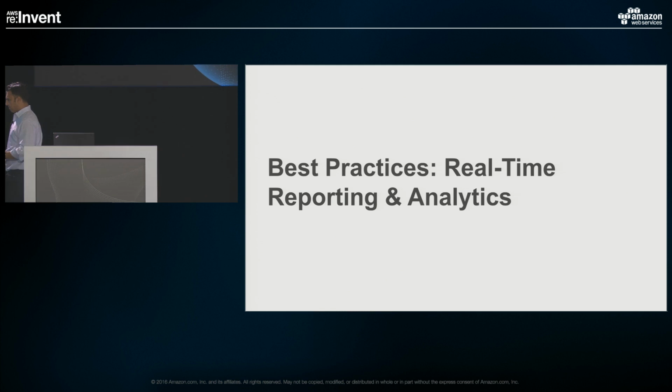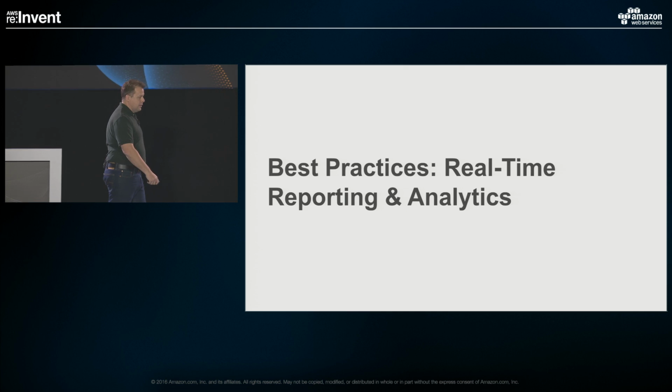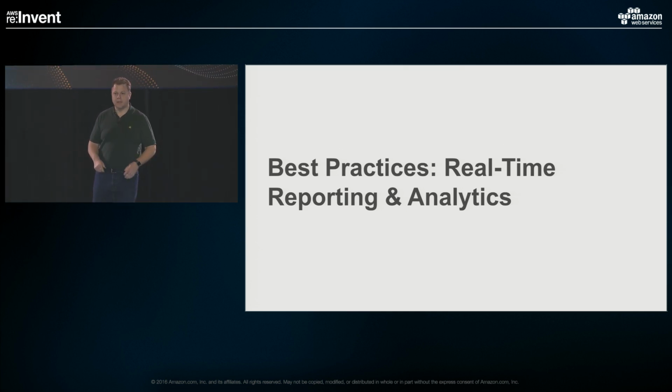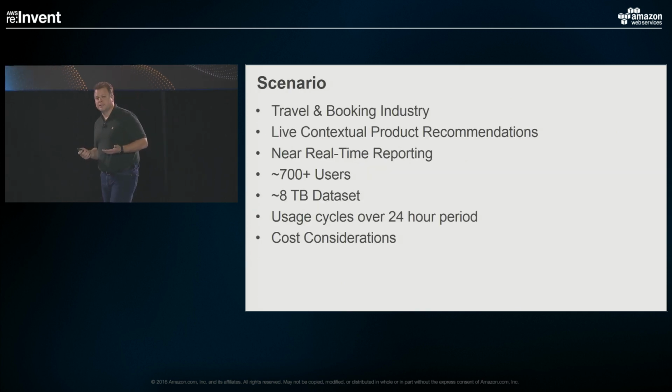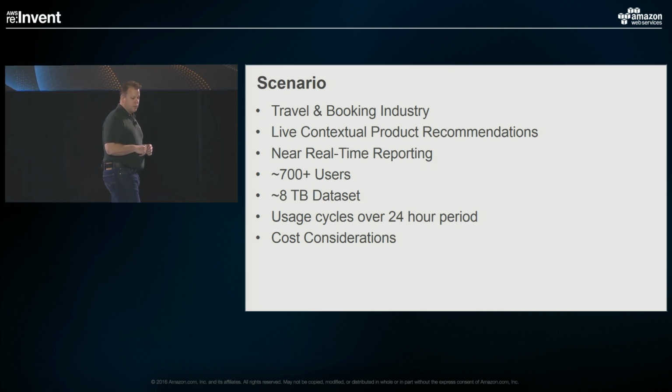All right. Well, thank you, Puneet. So, like Puneet said, we're going to get into some of the actual use cases and best practices around use cases using Amazon Aurora. So, I'd like to start with a scenario. We have a customer. This is an actual customer that we've worked with. It's a travel and booking industry customer. What they need is live contextual product recommendations. They need things like recent airline airfare, hotel prices, things like that. They need to be able to deliver that in close to real time to their customers.